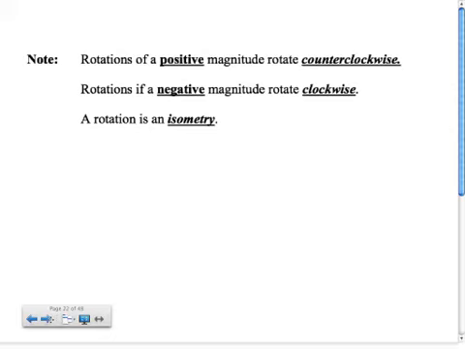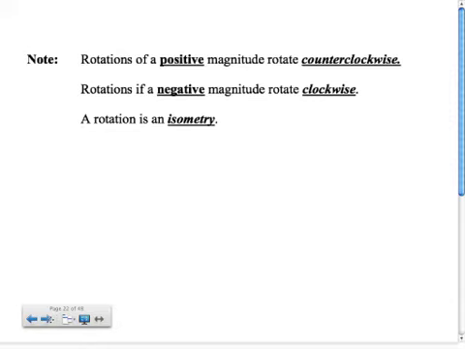The first thing to note is that rotations of a positive magnitude rotate counterclockwise. So if I say rotate positive 90 degrees, that means you're going to rotate counterclockwise. If I say rotate negative 180, although 180 is kind of a moot point, that actually means rotate 180 degrees clockwise. However, if you recall from first semester, 180 clockwise and 180 counterclockwise are the same thing, so with 180 the magnitude doesn't really matter.